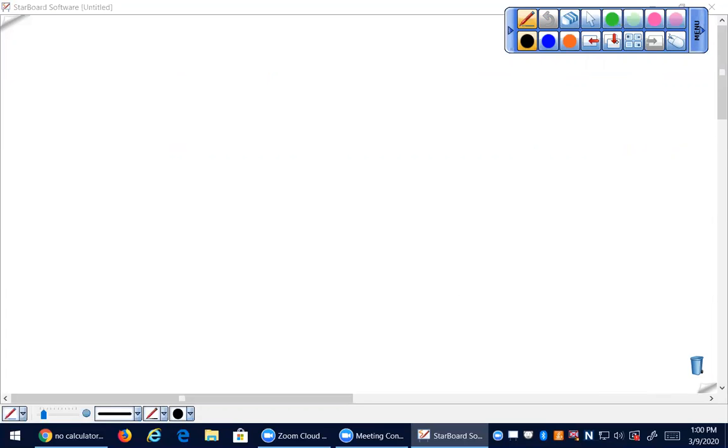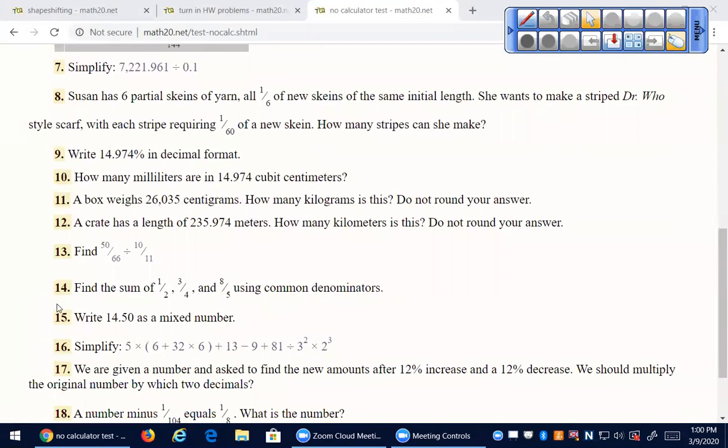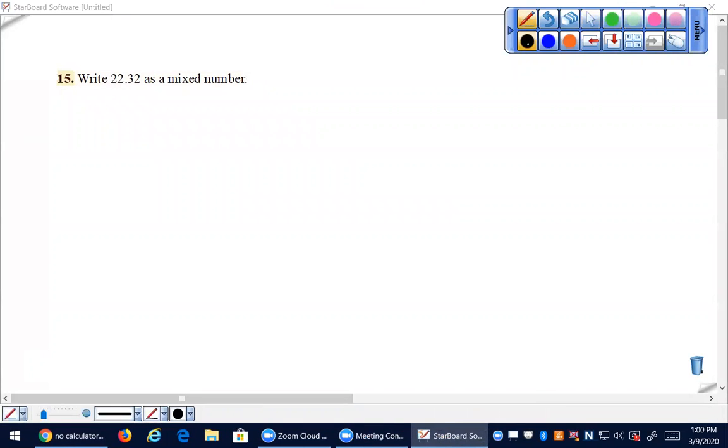15. Write it as a mixed number. Okay. Let me get a slightly harder one. So this is only a reducing question in disguise. I'm going to write it as 22 and 32 hundredths, just by saying it out loud. And I want to be done. It looks like a mixed number, but I'm not done. You can reduce that, because I can reduce the fraction part, and I always have to reduce fraction parts.